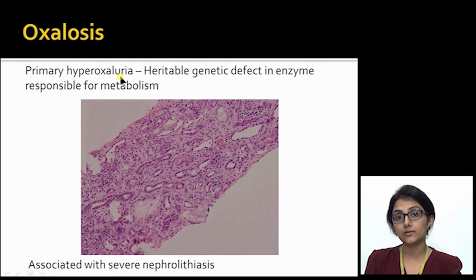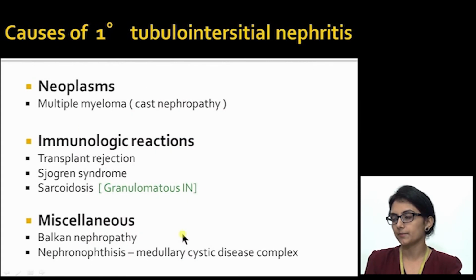Primary hyperoxaluria. This is a heritable genetic defect in the enzyme which is responsible for the metabolism of oxalate. So because of defective metabolism, you have excess oxalate both in the circulation and in the urine. And you can see oxalate as these translucent crystalline material in the tubules and in the interstitium here. And it can also be associated with severe nephrolithiasis.